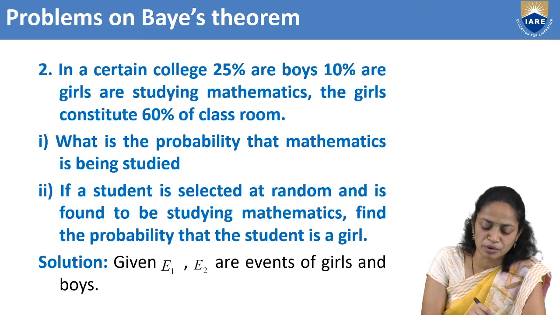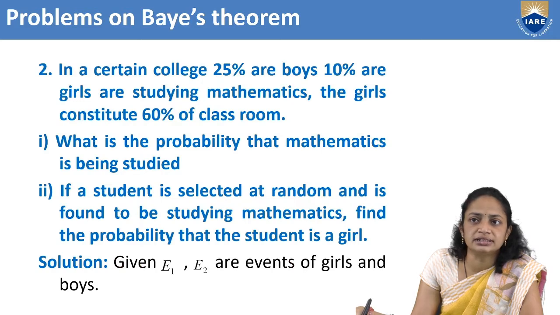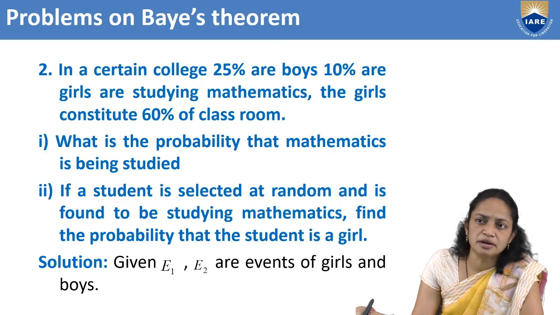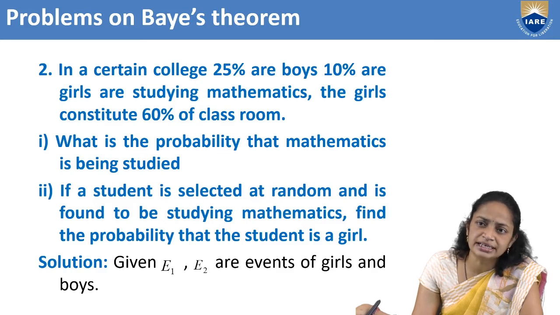One more problem is there. In a certain college, 25% of boys and 10% of girls are studying mathematics. The girls constitute 60% of the classroom. First question: what is the probability that mathematics is being studied? Second: if a student is selected at random and is found to be studying mathematics, find the probability that the student is a girl.